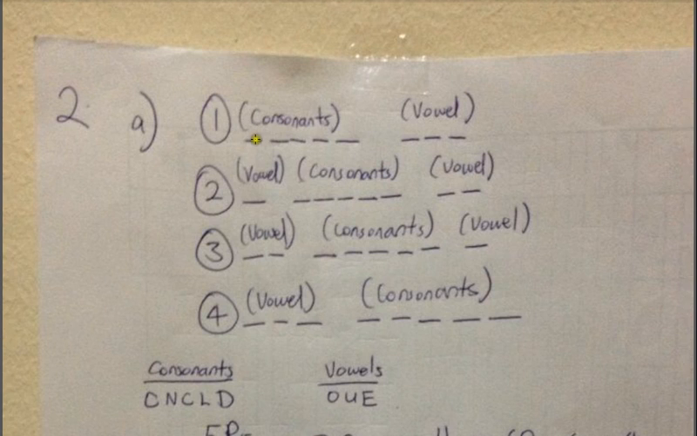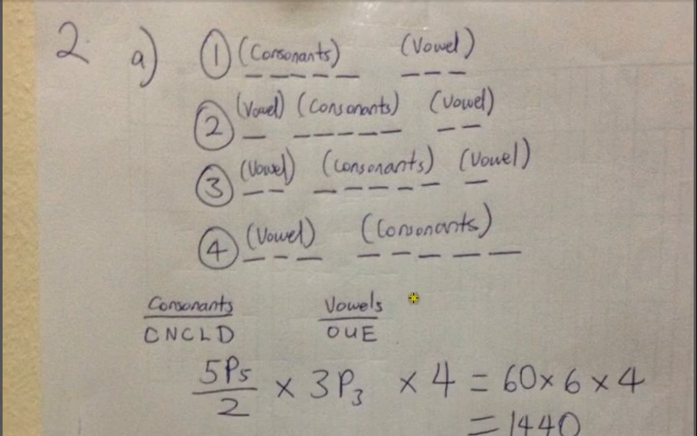As you can see here, I placed 5 consonants together, followed by 3 vowels. The second way is 1 vowel, followed by 5 consonants and 2 vowels. The third way will be 2 vowels, followed by 5 consonants and 1 vowel. And finally, 3 vowels in front, followed by 5 consonants behind. So the consonants are C, N, C, L, and D. The vowels are O, U, and E.